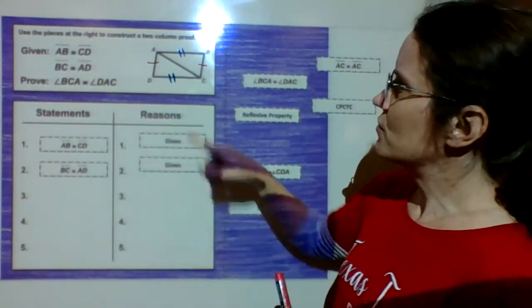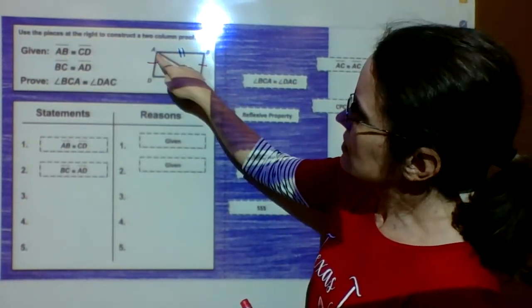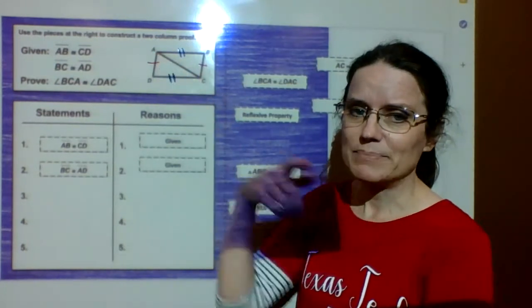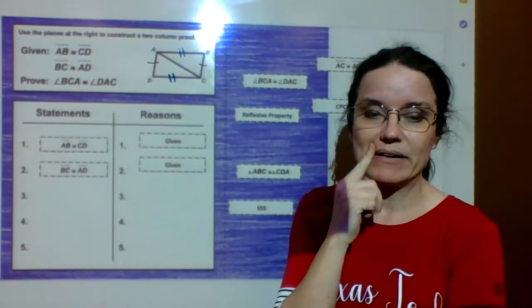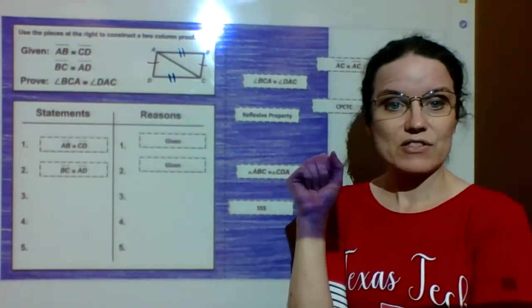And I want to prove angle BCA, that's this little guy down here, is congruent to this little guy up here. That would be easy if I had parallels, but I don't have any parallels. So instead, what I'm going to think about is, well, maybe I can prove the triangles congruent and then figure out that the parts are.